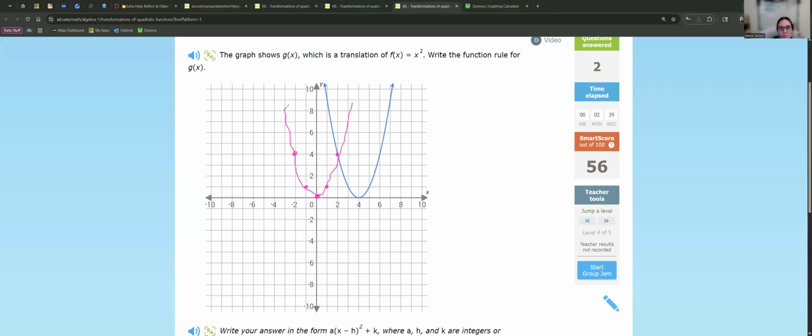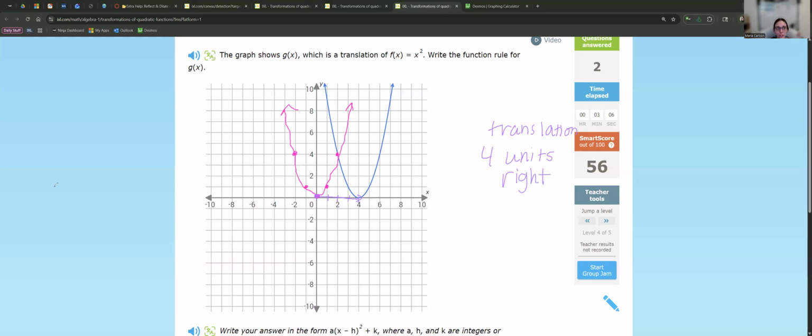It looks like this graph has just slid to the right. If I compare the vertex of the parent, it's at 0, 0. It slides from 0 to 4. This is 1, 2, 3, 4 units. We have moved to the right. So the translation is 4 units right.